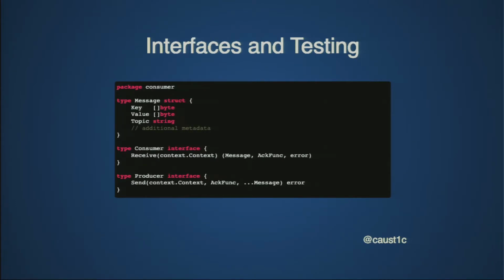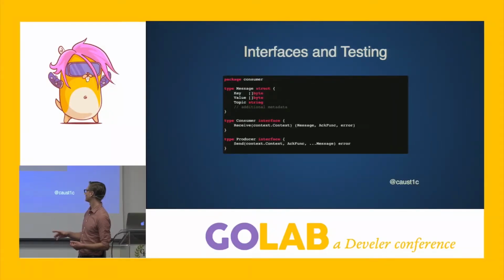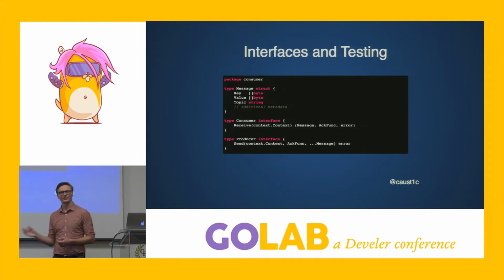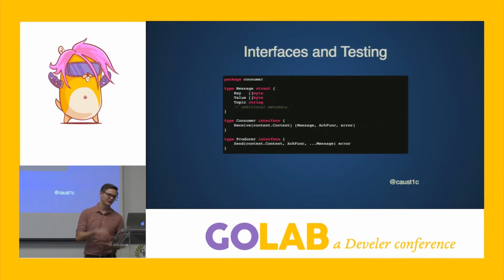And then the producer has one method as well, which is similarly formatted. It accepts a context, an ACK func, so it can ACK upstream, and then a list of messages and returns an error. So this really helps us because it defines exactly what we depend on and what we need from this external package. Underneath this, we've implemented a Sarama implementation, an in-memory implementation, and finally, we were actually using NSQ for a long time, so we implemented an NSQ implementation.